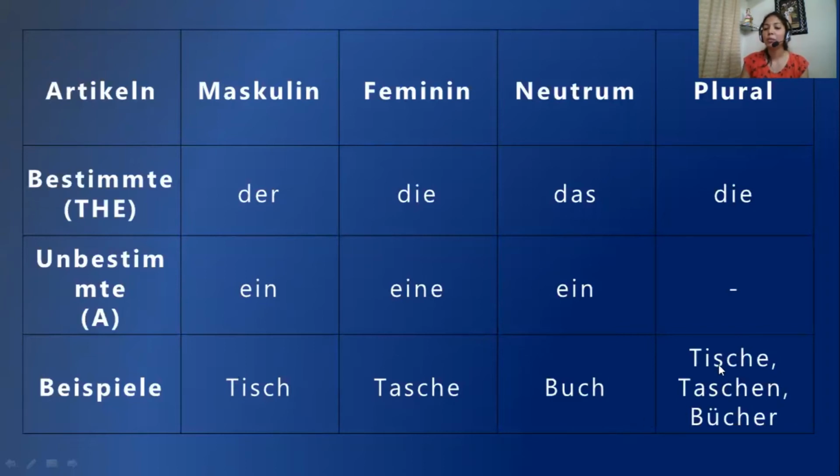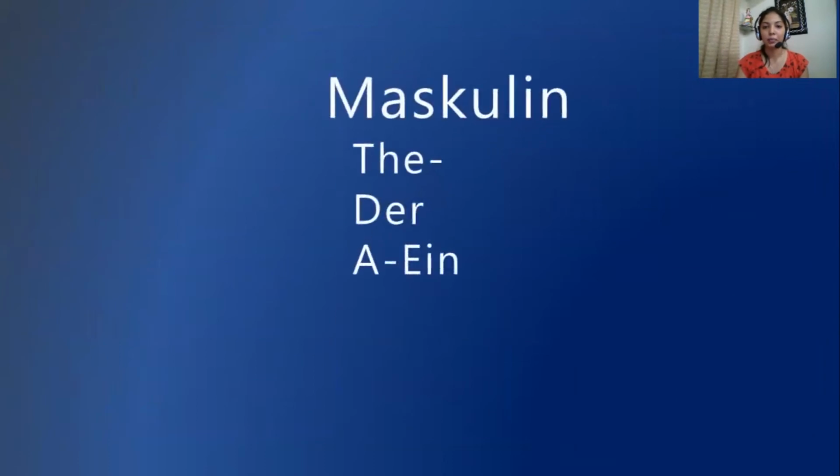You never have to remember the articles for the plural, as I already said, because the article for all the plurals is the same. The plural of Tisch is Tische, Tasche is Taschen, Buch is Bücher. The article for all these three remains die. So let's go ahead to the next slide.